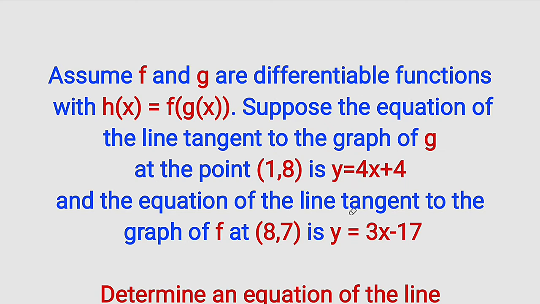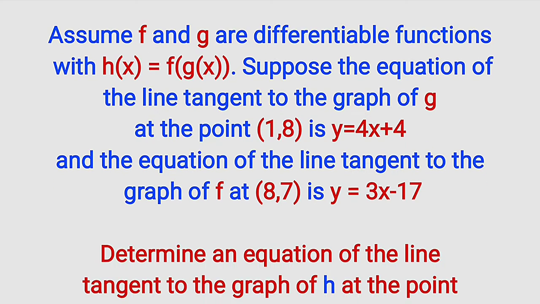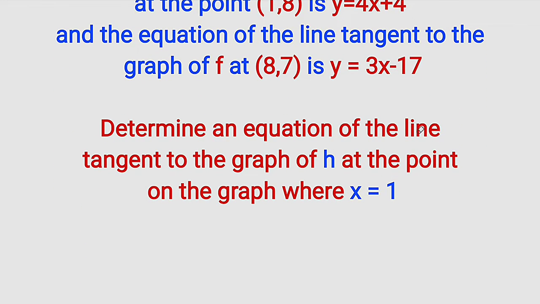And the equation of the line tangent to the graph of f at the point where x is equal to 8 and y equal to 7 is y equals 3x minus 17. We are asked to determine an equation of the line tangent to the graph of h at the point on the graph where x is equal to 1.